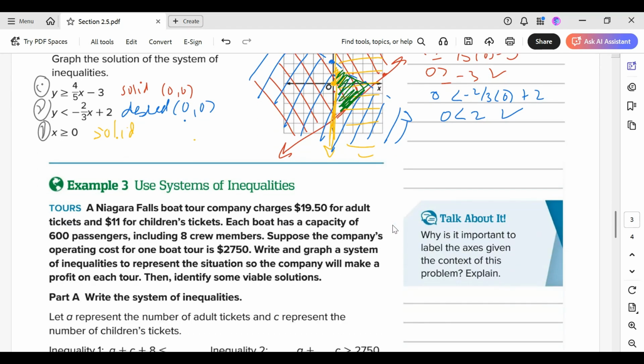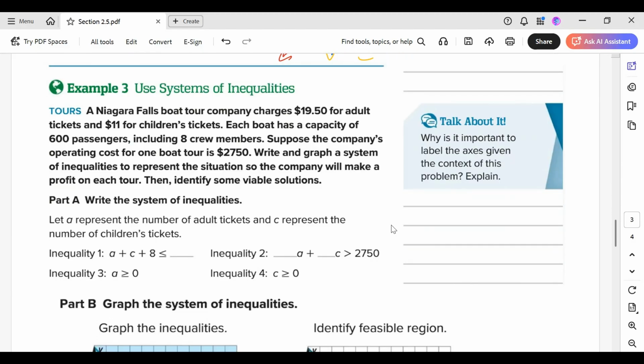Okay, in example 3, using systems of inequalities, it's our word problem based on tours. It says Niagara Falls Boat Tour Company charges $19.50 for adult tickets and $11 for children's tickets. Each boat has a capacity of 600 passengers, including 8 crew members. Suppose the company's operating cost for one boat tour is $2,750. Write and graph a system of inequalities to represent this situation so the company will make a profit on each tour. Then identify some viable solutions.